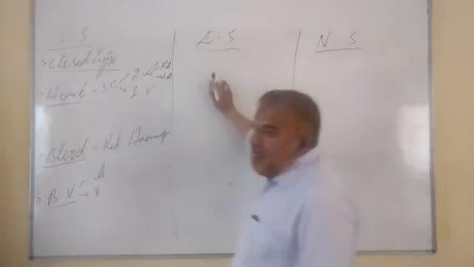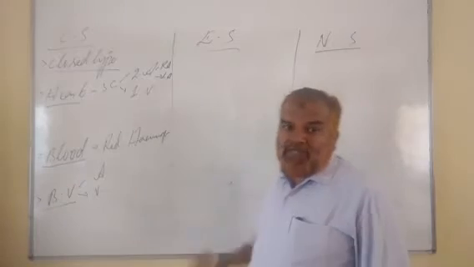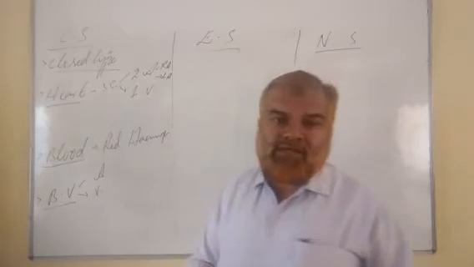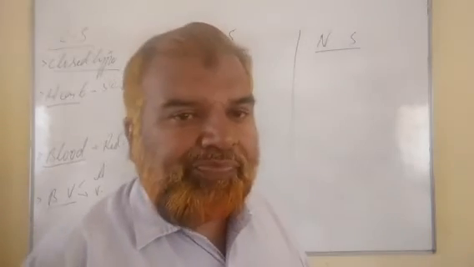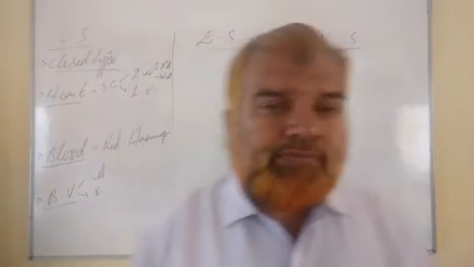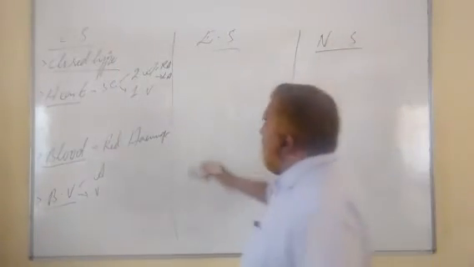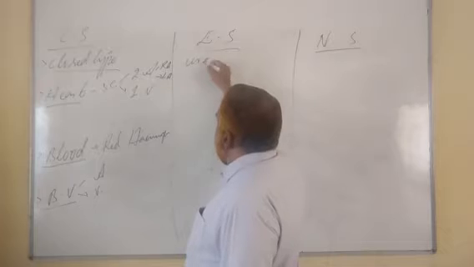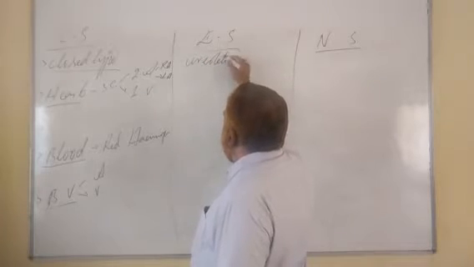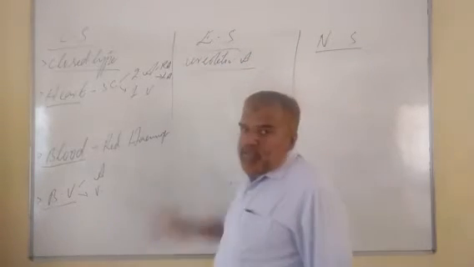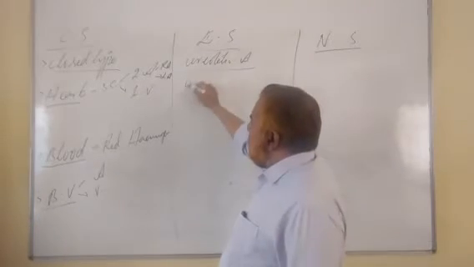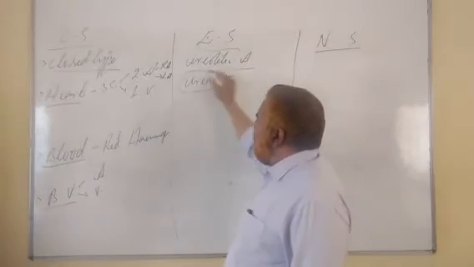The excretory system. What do you mean by excretion? The process of removal of metabolic nitrogenous waste. Fine. So here, this animal is a ureotelic animal. I have told you this in the animal kingdom also. What do you mean by that? The animal which excretes its metabolic nitrogenous waste in the form of urea.